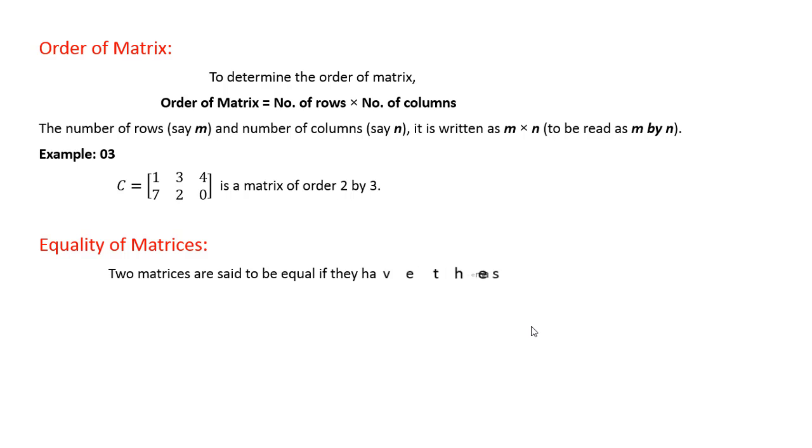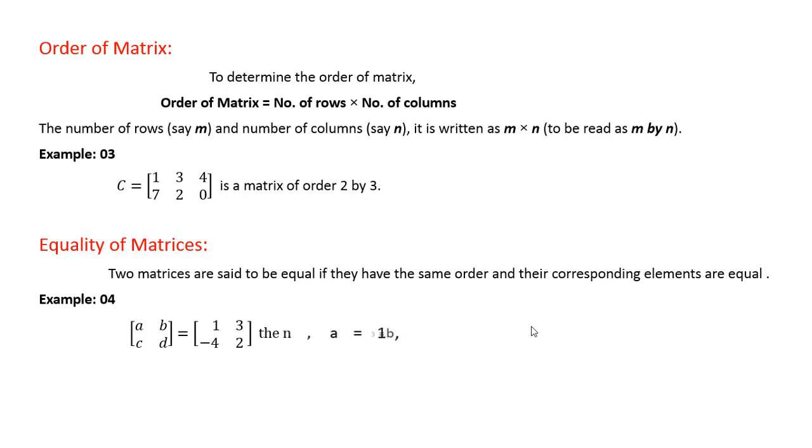Equality of matrices. Two matrices are said to be equal if they have the same order and their corresponding elements are equal. Example: here two matrices are equal. The first matrix has elements A, B, C, and D. The second matrix has elements 1, 3, -4, and 2. These two matrices are equal, so their corresponding elements are also equal. Then A is equal to 1, B is equal to 3, C is equal to -4, and D is equal to 2.